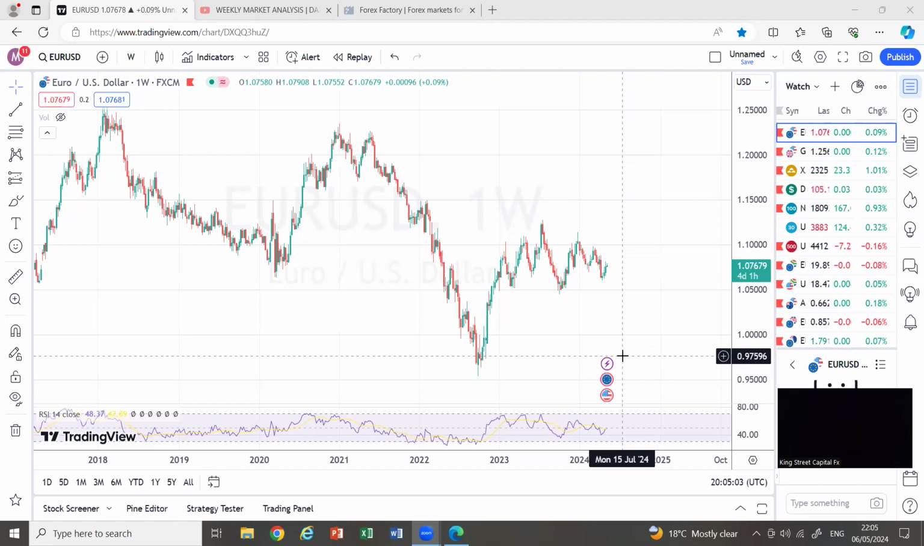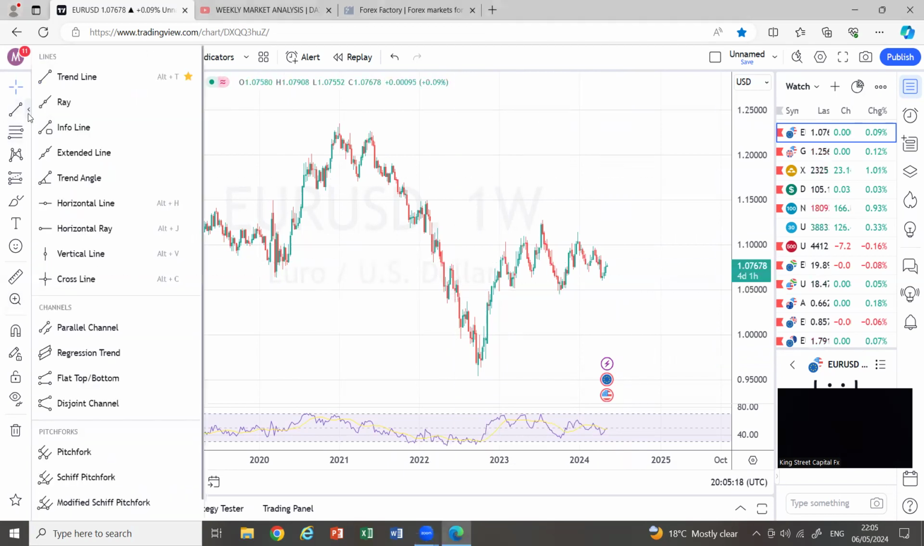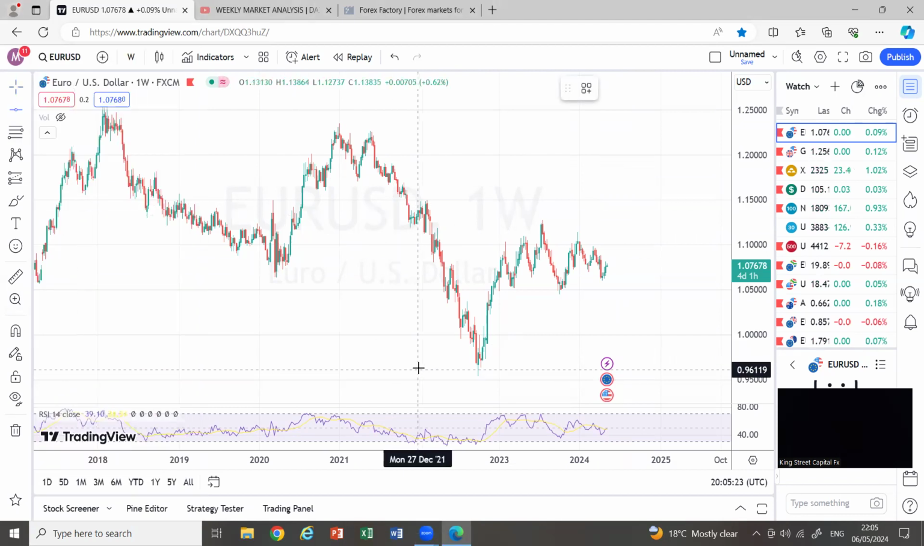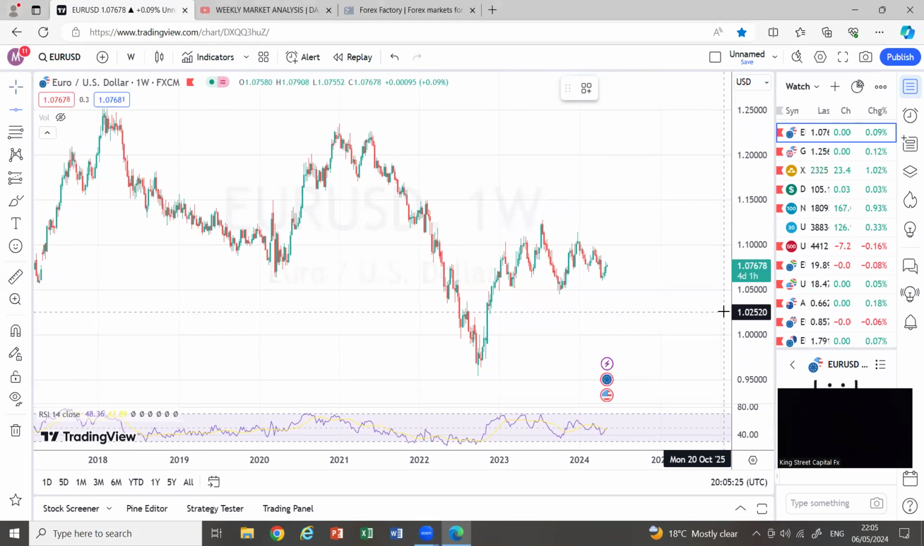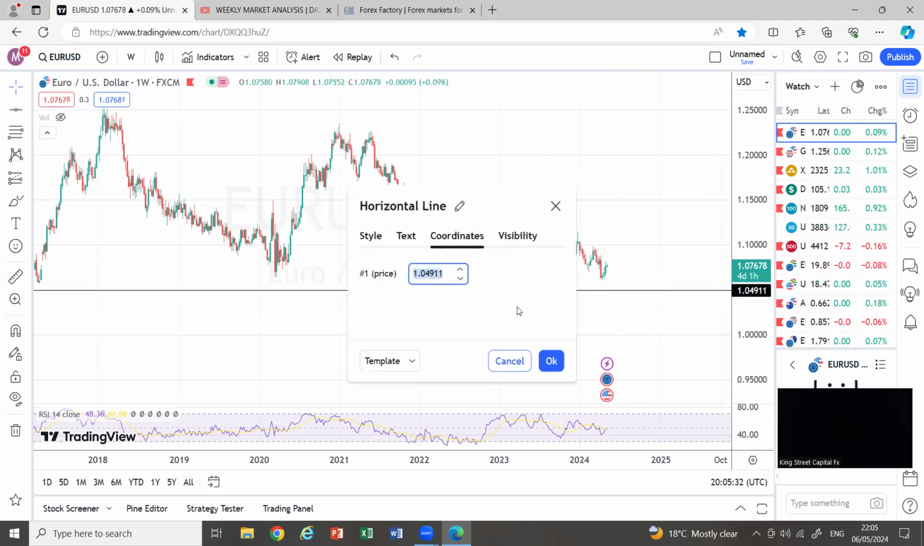Just bringing you an update, some analysis on what the week might hold, starting with EUR/USD on the weekly. So the first thing we're going to do is identify our major structures, and we're just going to start here, starting on 1.0500, which is this portion, and just link it up to the exact prices.